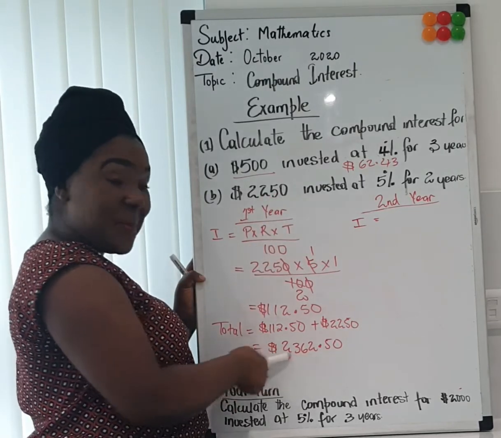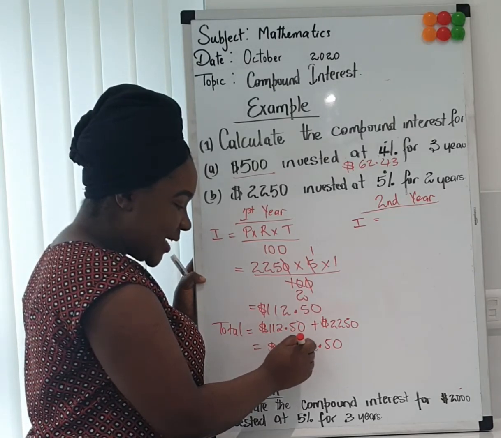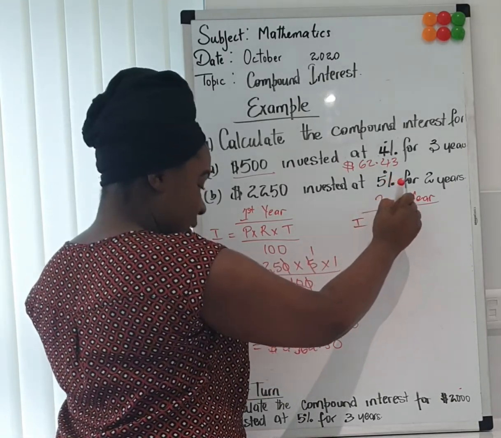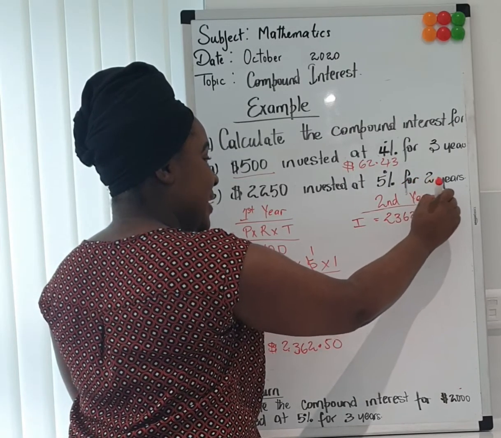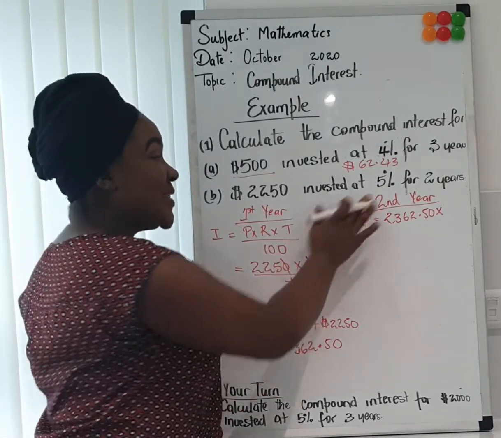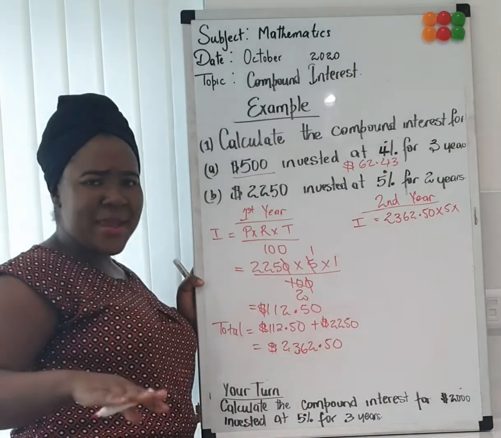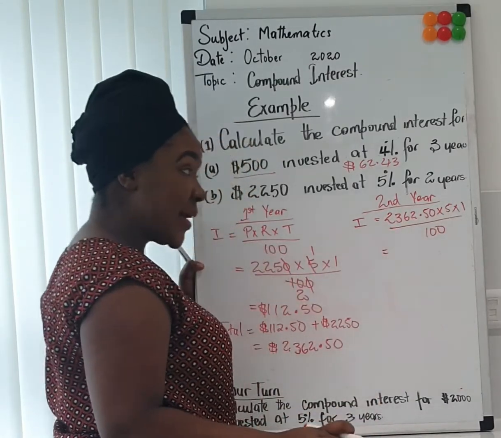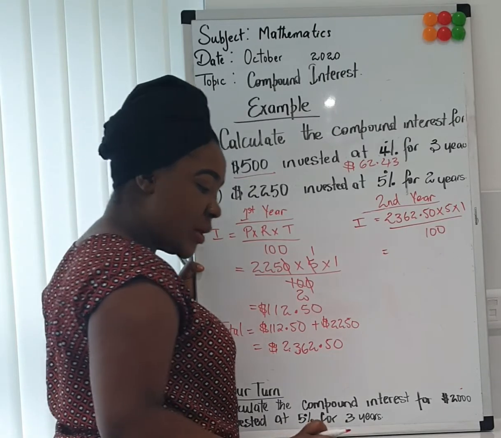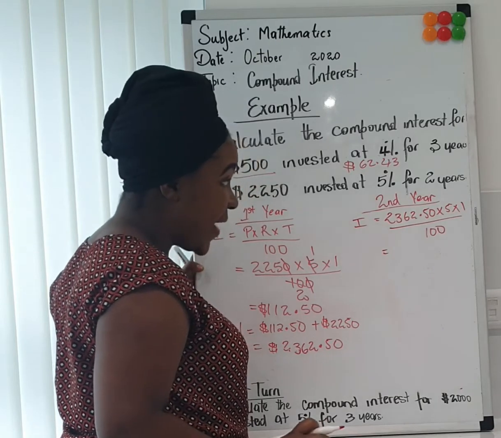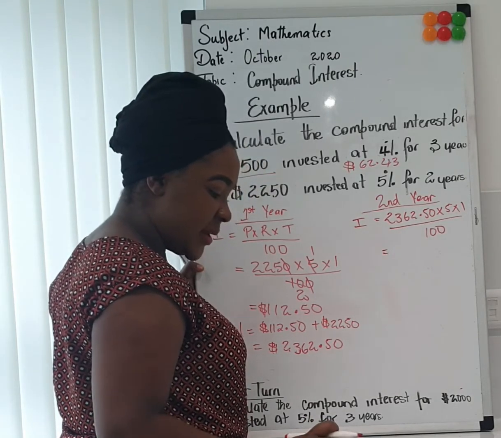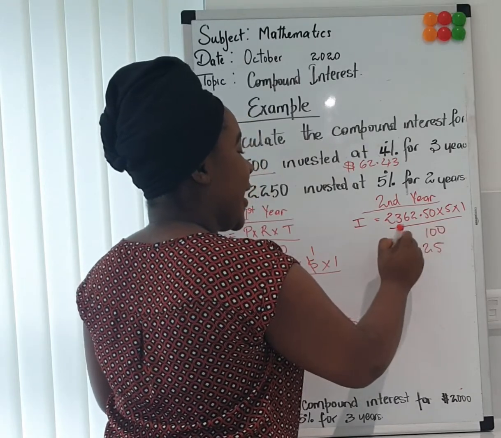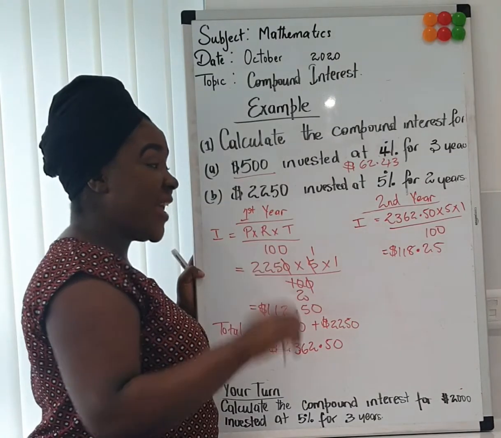But at the end of the first year, my principal for the second year is $2,362.50, times my rate, which remains the same, 5, and by time, we do it year by year, so the time is 1, over 100. Putting that into a calculator, 2362.5 times 5 divided by 100 is 118.25. So that's $118.25 incurred at the end of the second year.